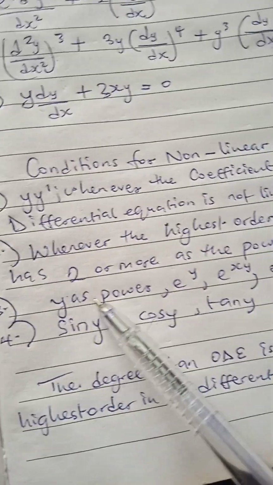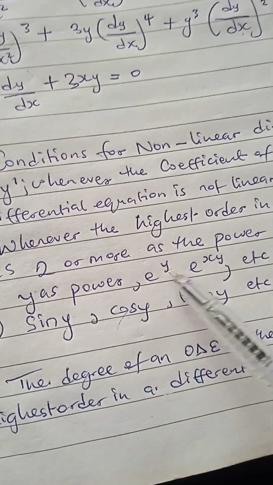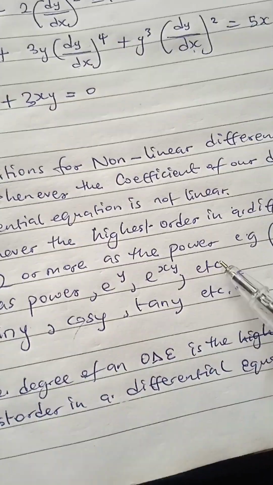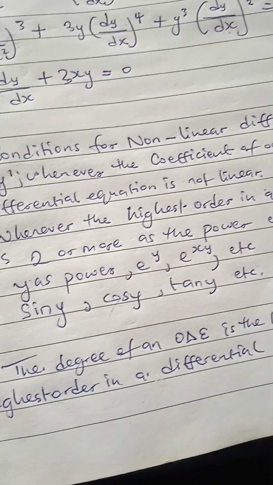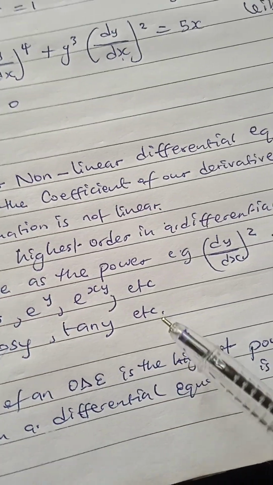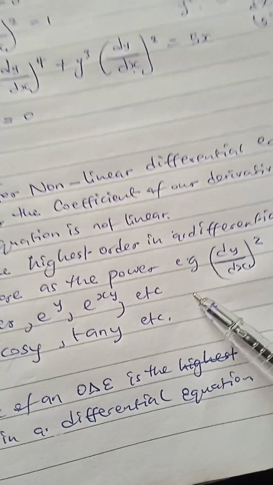Then whenever you see y as the power, whether e raised to power y or e raised to power xy, you know that it is a non-linear differential equation. Whenever you see something like sin y, cos y, tan y, sec y, cot y, etc., you know it is a non-linear differential equation. Okay, let's go back to our examples and identify which ones are linear and which ones are non-linear.